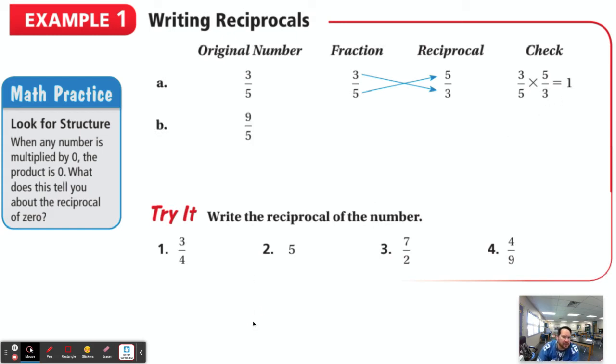All right, try this one. What is the reciprocal of 9/5? You flip it over, it's 5/9. That's it. And you can double check that if you do 9/5 times 5/9. If you multiply a fraction by its reciprocal, you have to get 1, and it works.